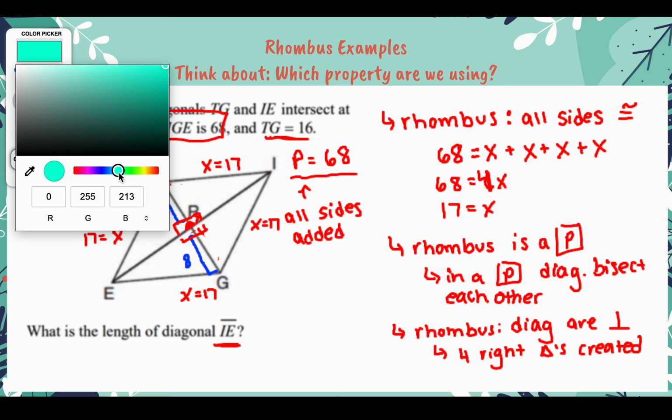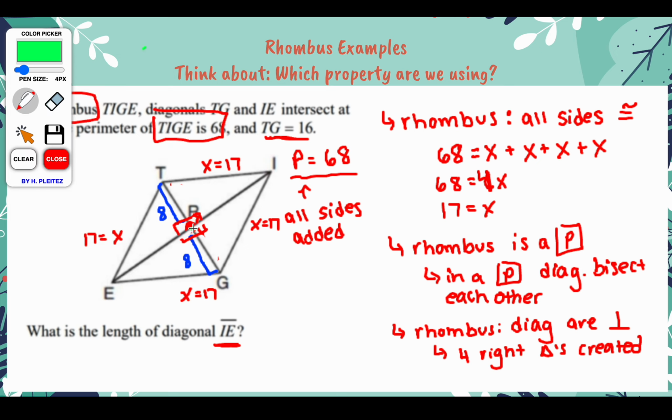Now I'm going to highlight in this greenish color. Again, we have 4 right triangles. I'm just going to deal with one of the right triangles because all 4 of them are going to be the same anyway. I'm going to redraw this right triangle, and maybe it's going to help us see what we need to do. So we have I, we have G, and we have R. We have that this value here is 17. We have a right angle, and we have that RG is 8.